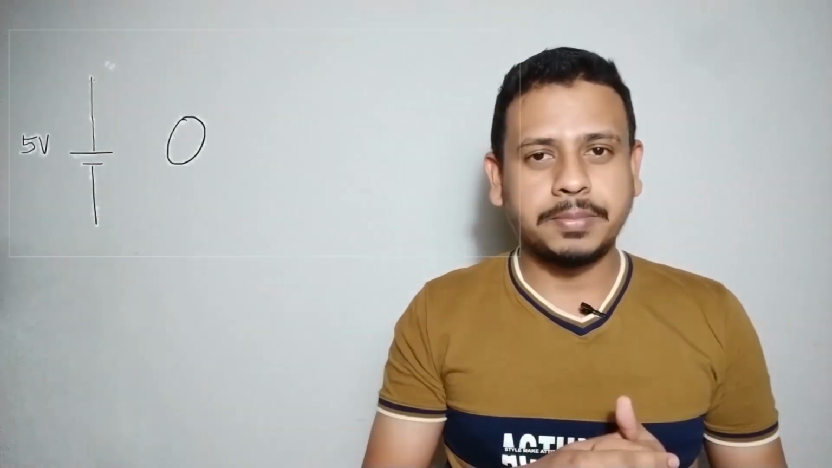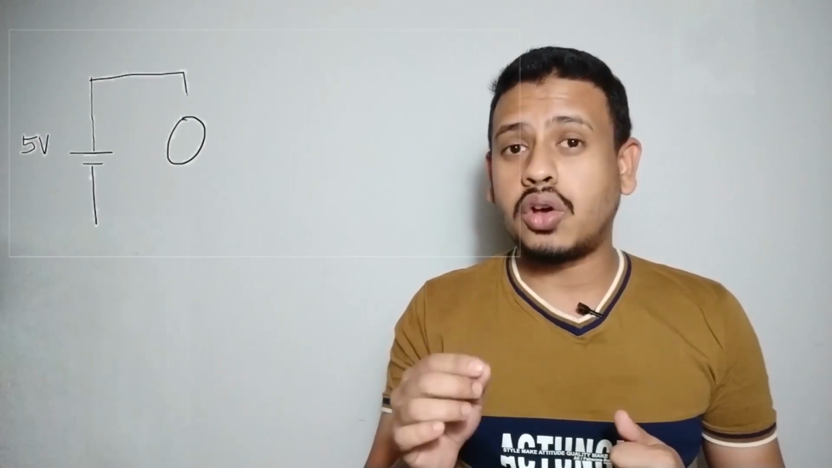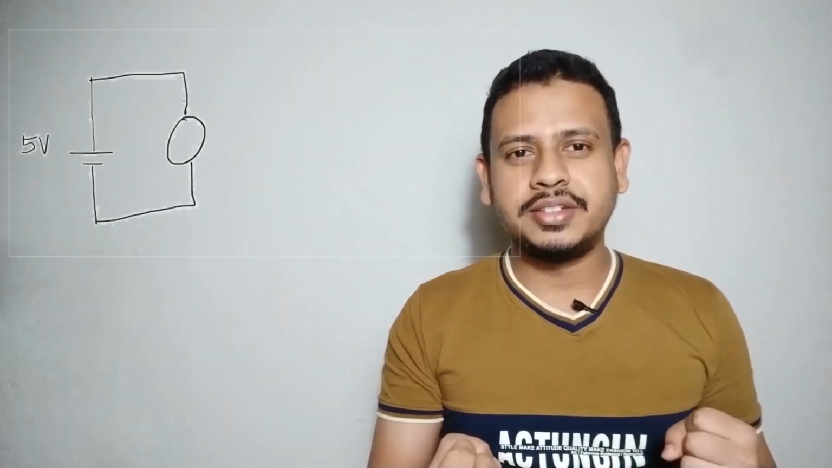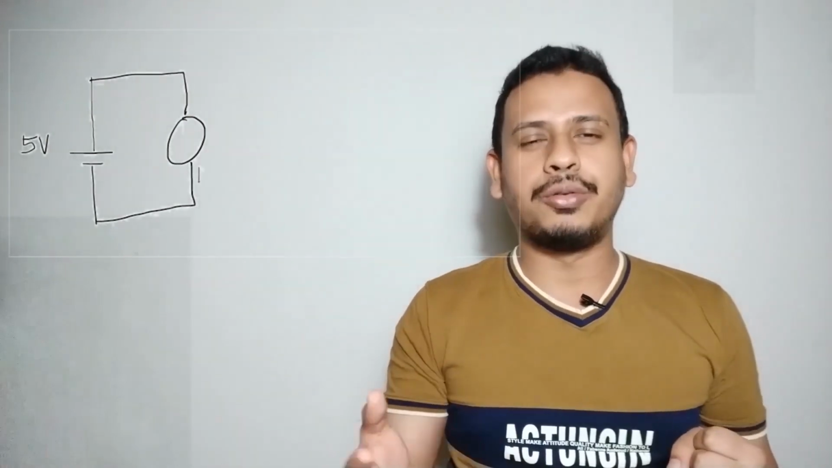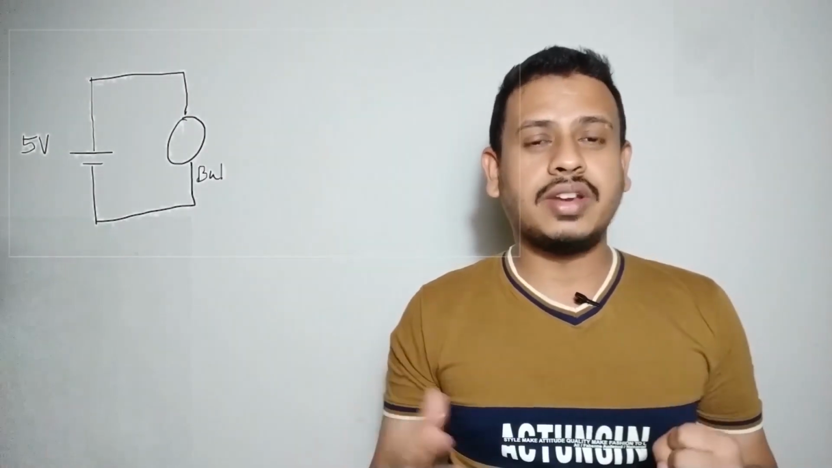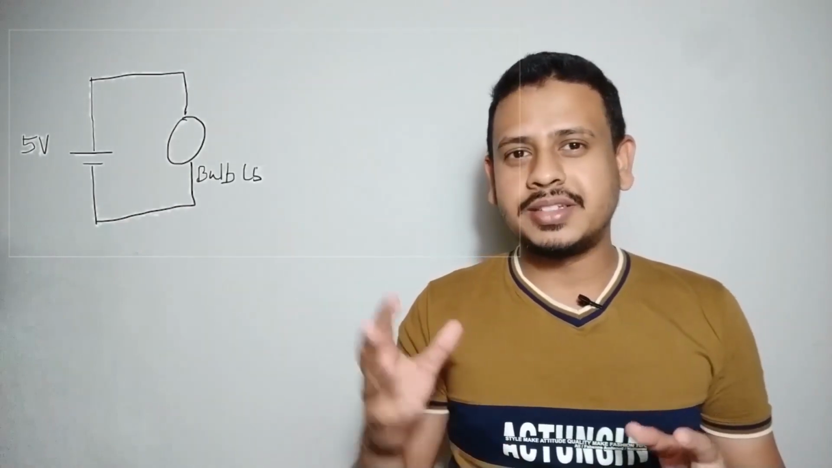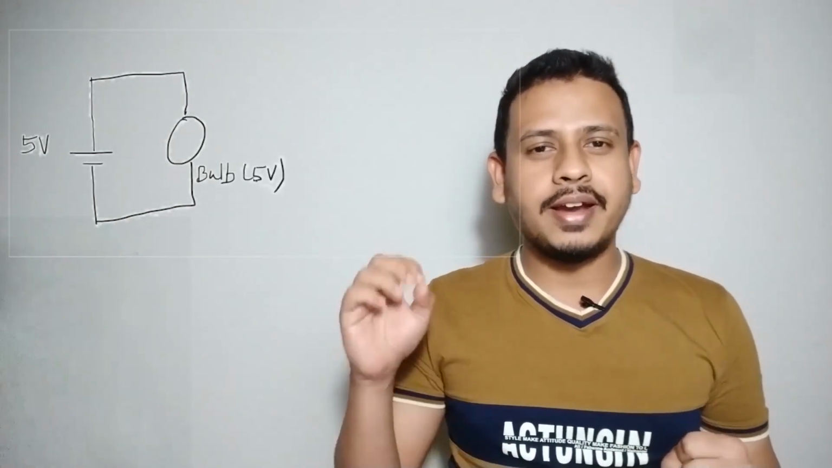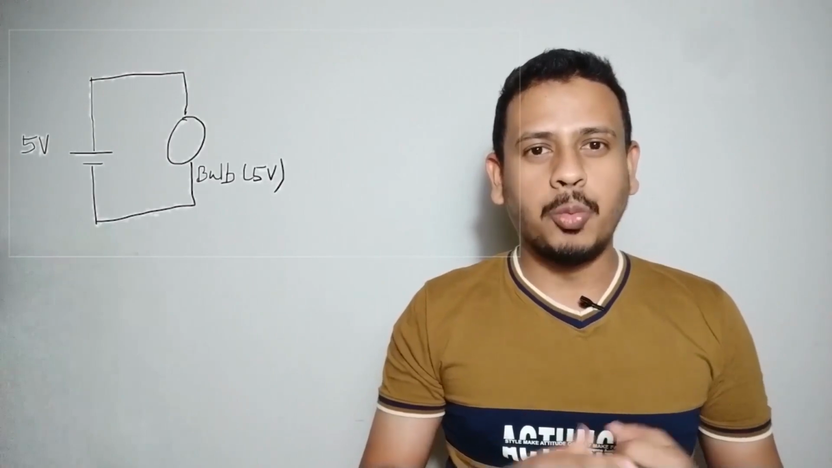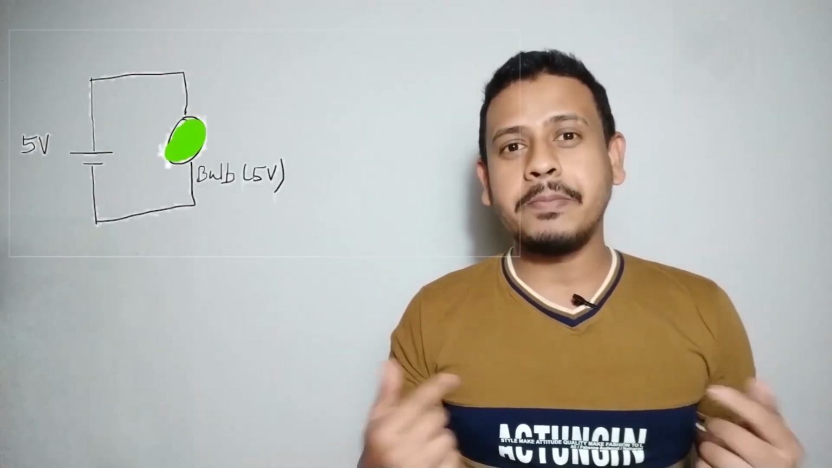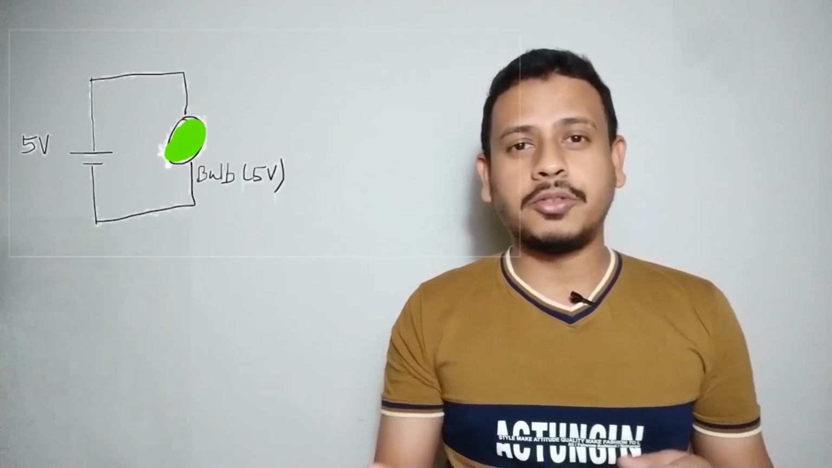Now I am connecting a bulb to this 5-volt power supply. Is this bulb a source or a load? A bulb is a circuit which consumes electrical energy, so this bulb is a load. So what happens when I connect a bulb to a 5-volt power supply? Let us assume this bulb is capable of operating under 5 volts. So we would expect the bulb to glow. Isn't that right?